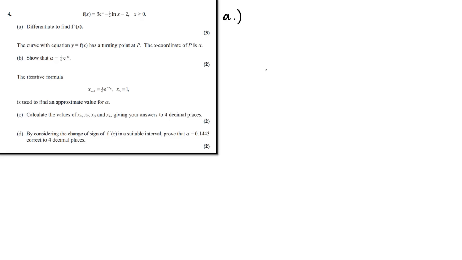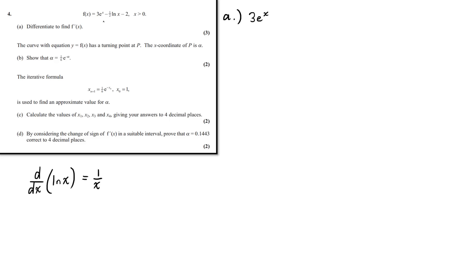To differentiate f of x here, we're just going to differentiate term by term. Starting off, we've got 3e to the x. If we differentiate e to the x, we simply get e to the x. So we're just going to get 3 times the derivative of e to the x, so we get 3e to the x. We've got minus a half of the natural logarithm of x here. When we differentiate, d by dx of the natural logarithm of x simply gives us 1 over x.